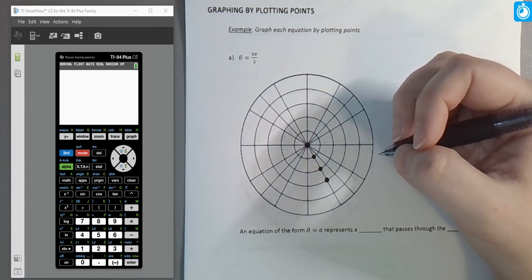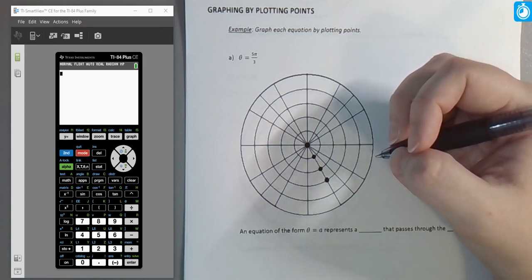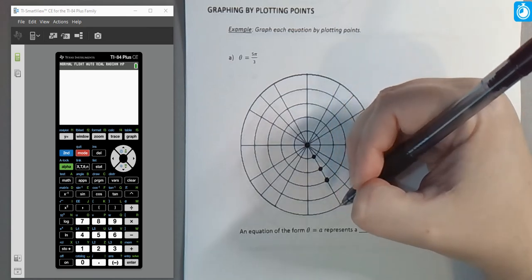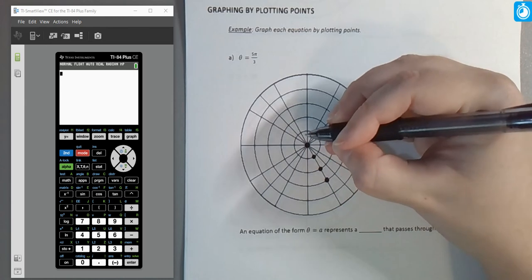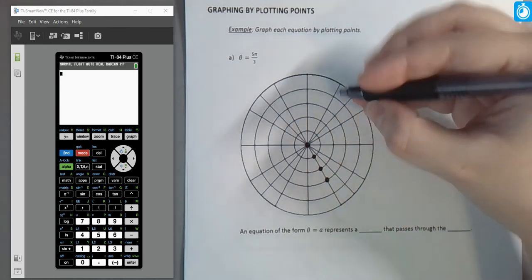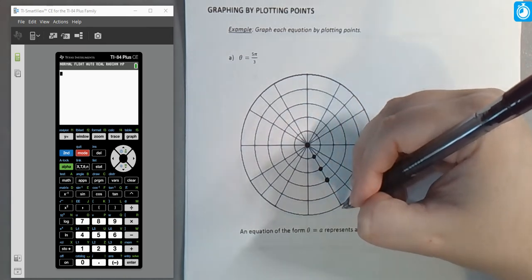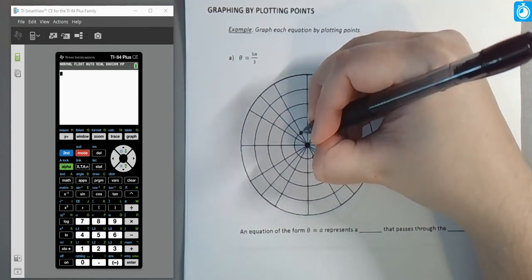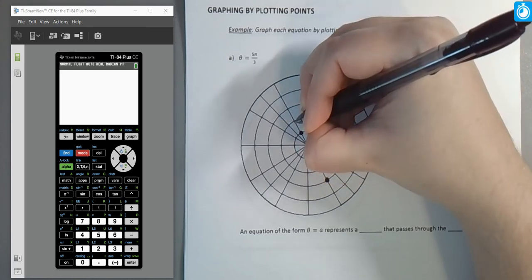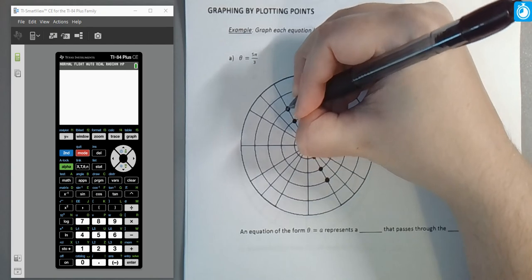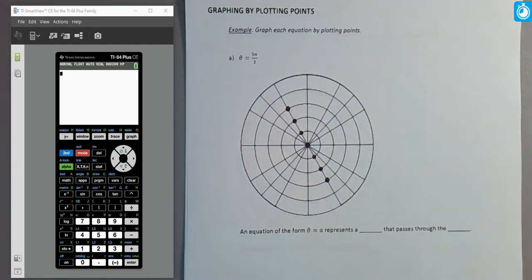Now, we also have to keep in mind that r can have negative values. So what if r were -1? Well, that means we're along this ray, but we're tracing along the opposite side, directly opposite in the negative direction. So 5 pi over 3, but -1 would take us back over here. -2 would take us back over here. -3 would take us there, and so on and so forth.